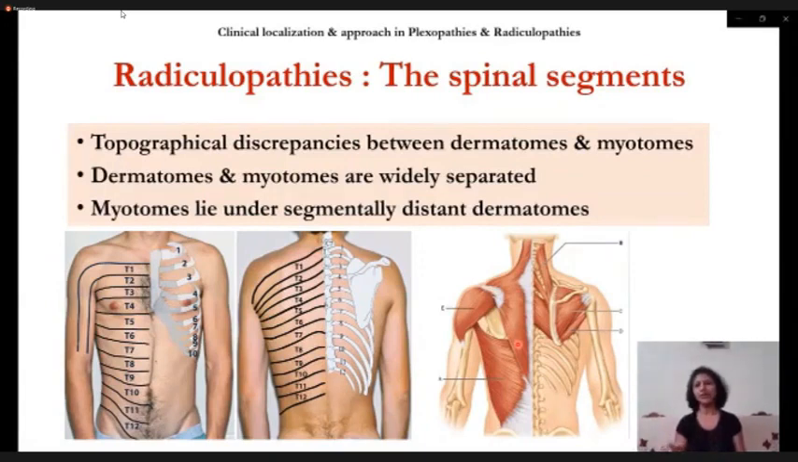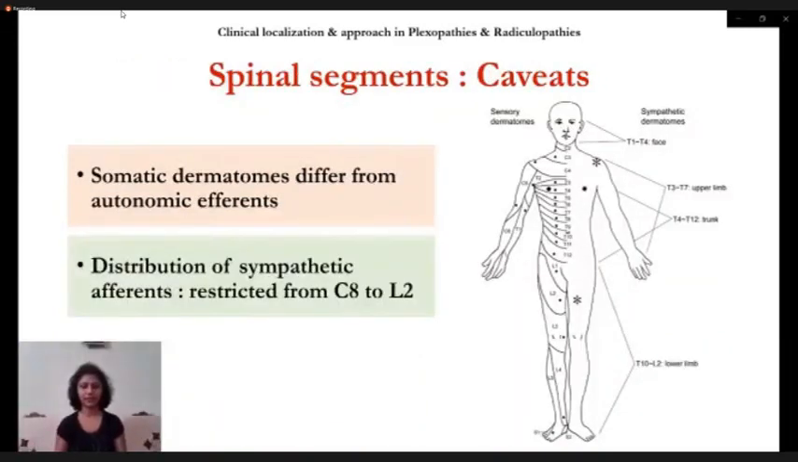Likewise, the muscles of the shoulder girdle, such as the spinati and the rhomboids, that are supplied by the cervical segments and therefore represent the cervical myotomes, extend far below the thoracic dermatomes. Similarly, the distribution of the autonomic outflow also differs from the dermatomal distribution of the somatic outflow because the spinal segments that give rise to these autonomic efferents are rather restricted.